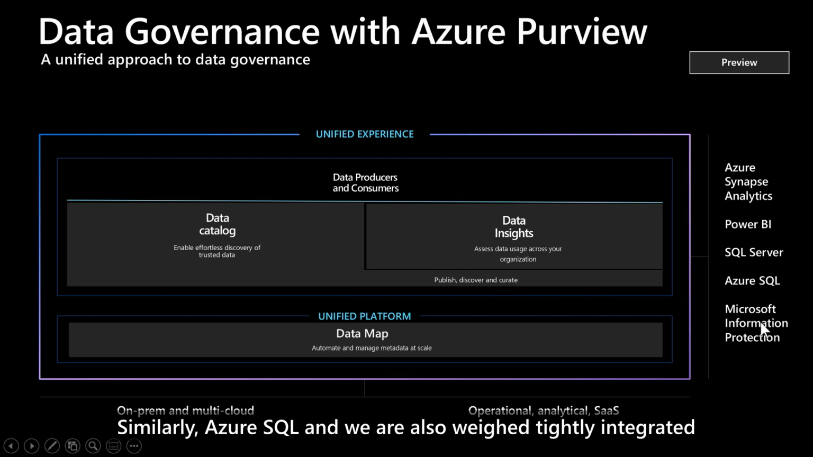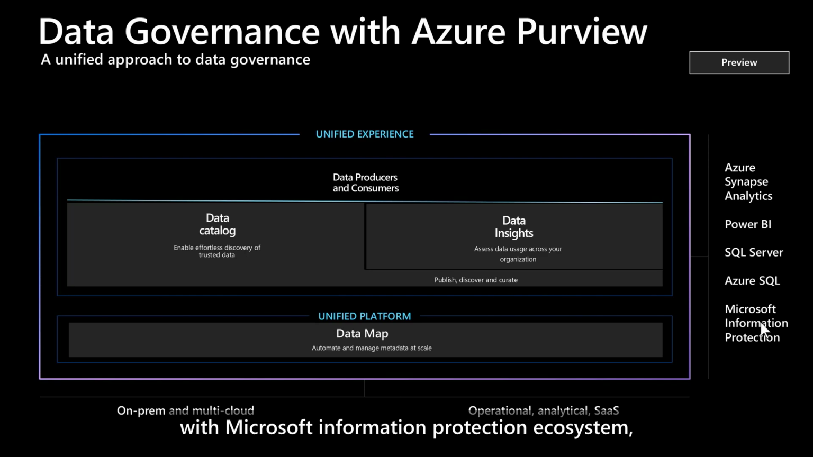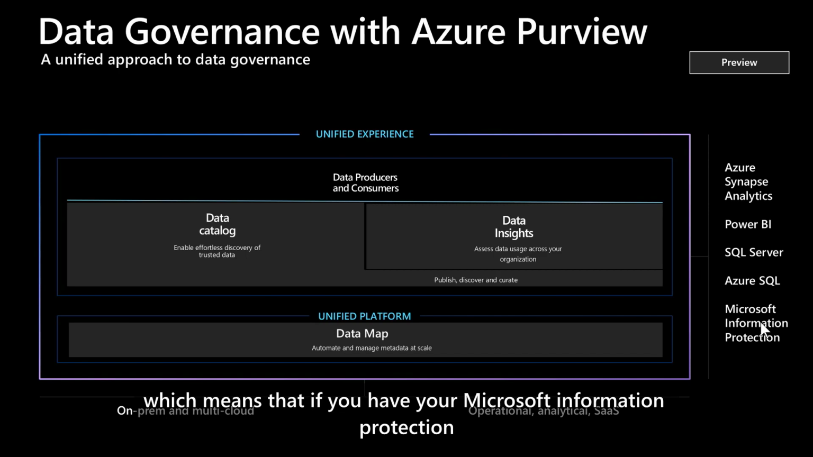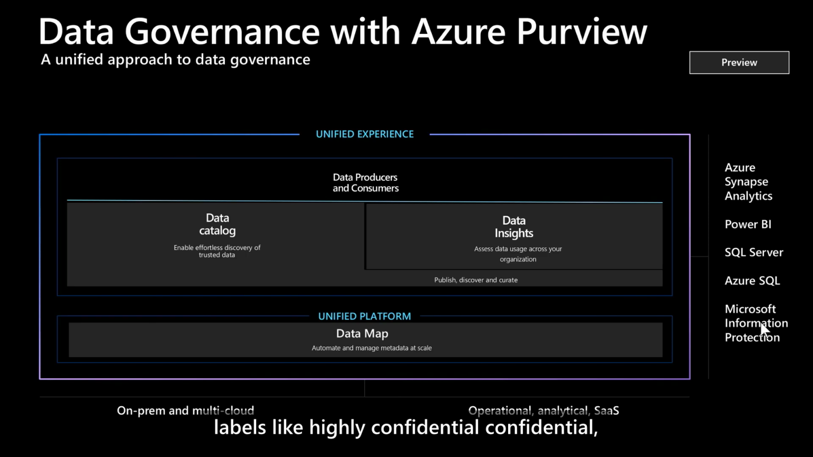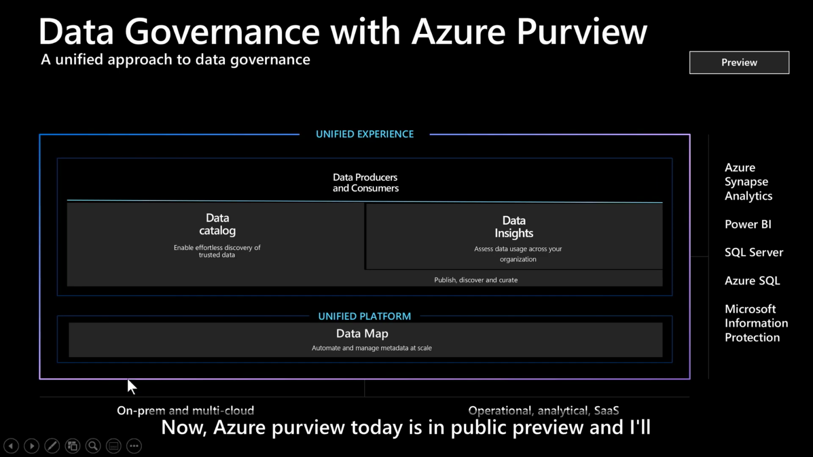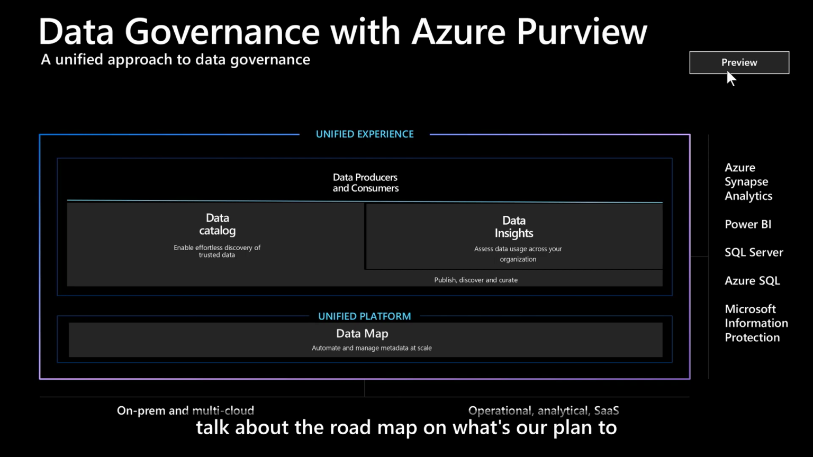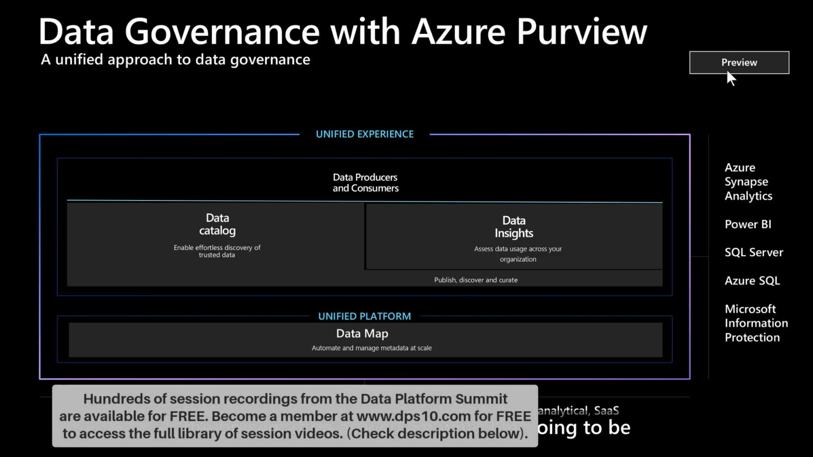Similarly, Azure SQL, and we are also very tightly integrated with the Microsoft Information Protection ecosystem, which means that if you have described Microsoft Information Protection labels like highly confidential and confidential in your organization, they now flow to your entire hybrid data estate, whether it is your Cosmos DB or SQL columns, with Azure Purview as well. Now, Azure Purview today is in public preview, and I'll talk about the roadmap and our plan to take the service to GA as we move forward with the presentation.